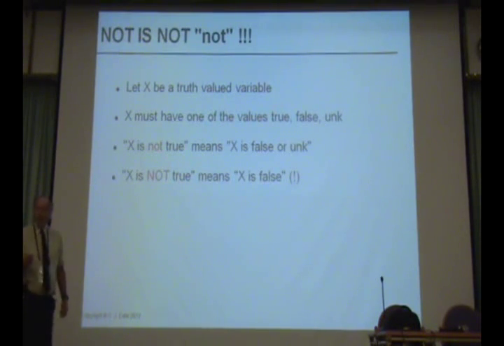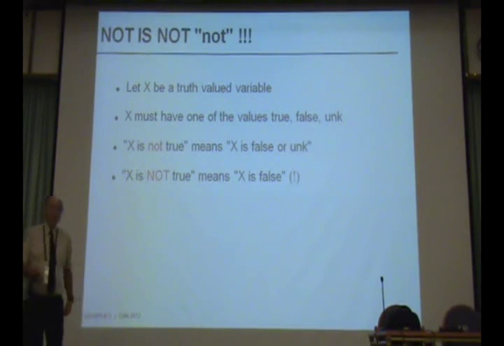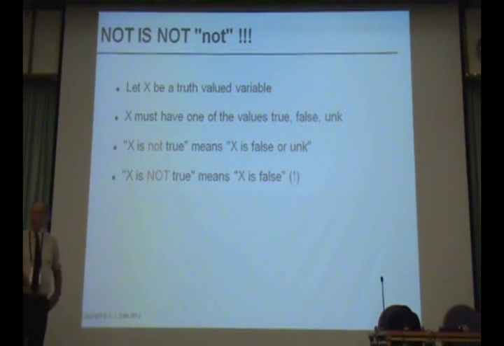Now I can explain that thing about not is not not. Suppose X is a truth-value variable. Well, we're in three-value logic now, so that variable can have the value true, false, or unknown, the third truth value. So X must have one of the values true, false, or lowercase, the unknown truth value. So if I say in English, X is not true, I mean X is one of the other two. X is false, or X is unknown.